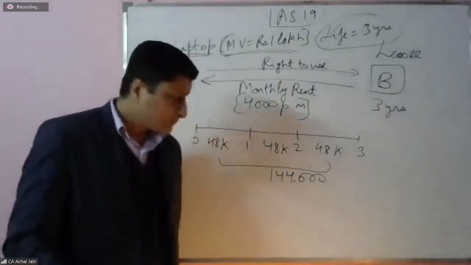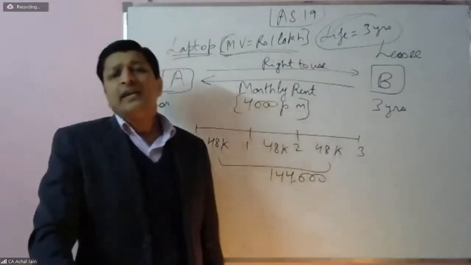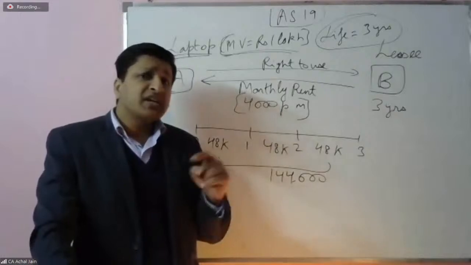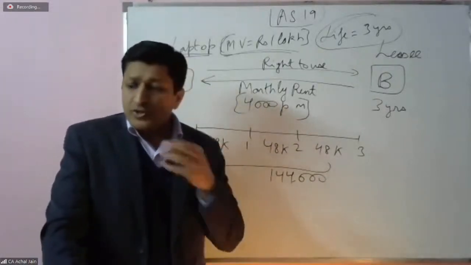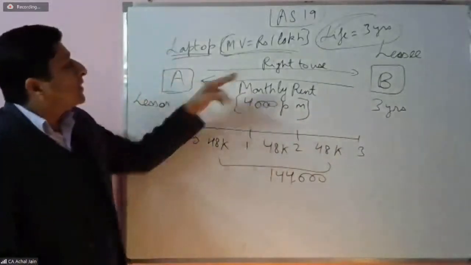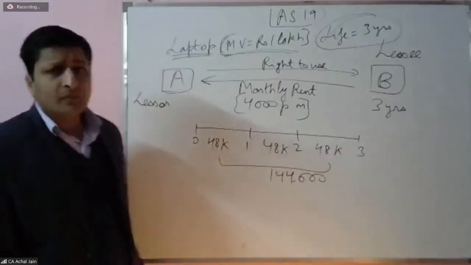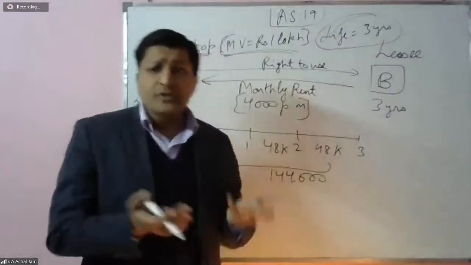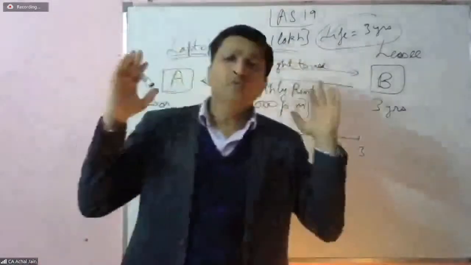But by paying this 1,44,000, what has B achieved? Let's try to understand. And I'm sure you'll have questions on this. B will get right to use this laptop for 3 years. If we look at the life of the asset, if we look at the life of this laptop, it's only 3 years. After 3 years, laptop will not be of any use.